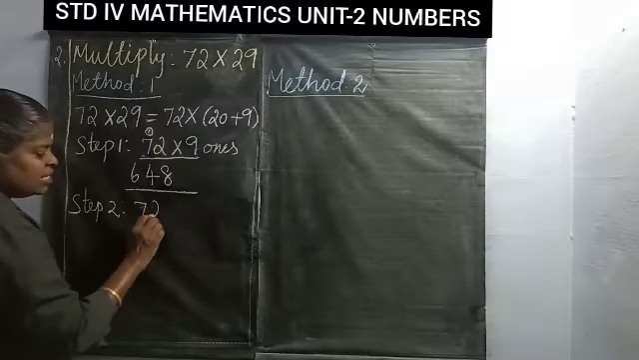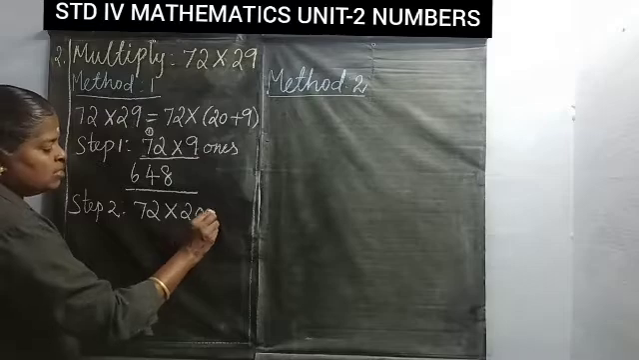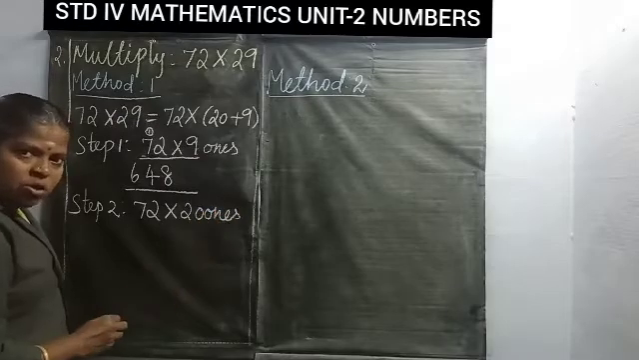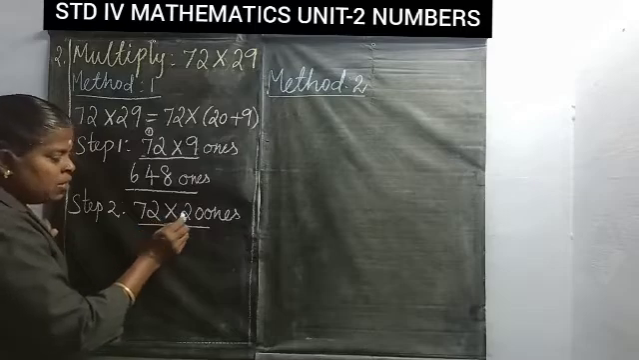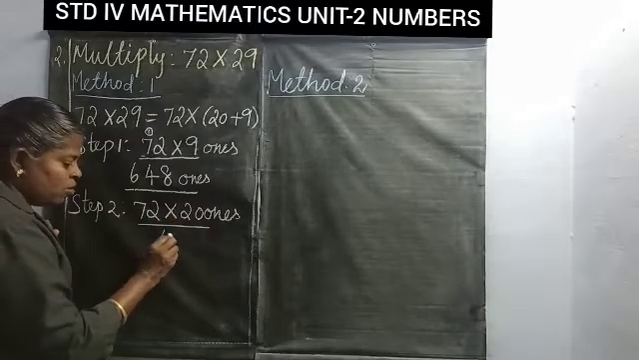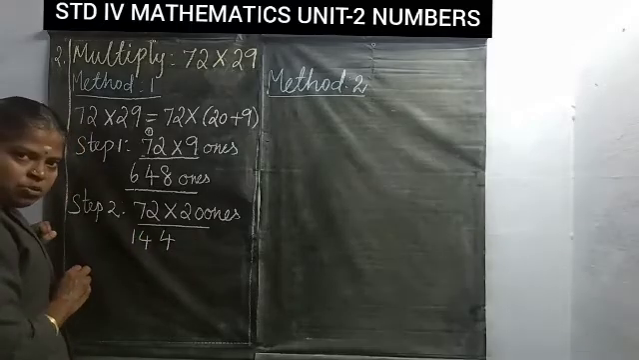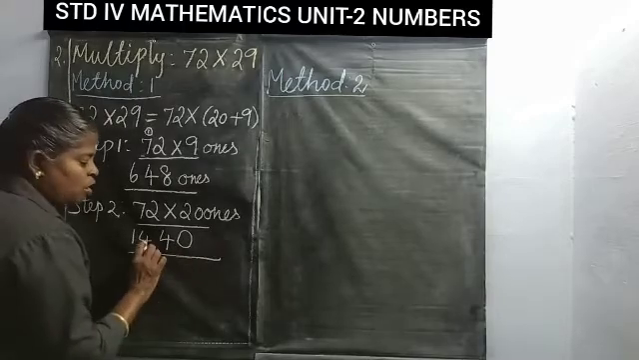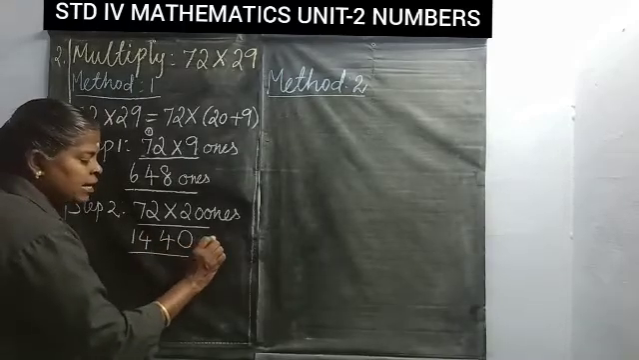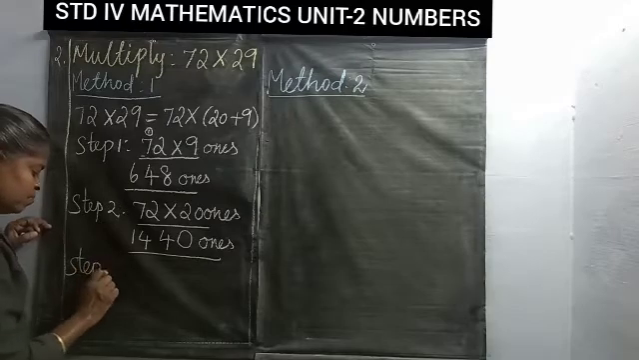Next, 72 into 20 ones. So first we can multiply the 2 table. 2 twos are 4. 7 twos are 14. Then join the 0. So 1440. Step 3.